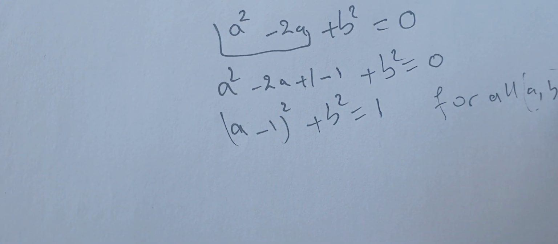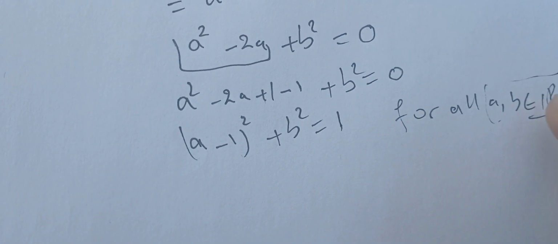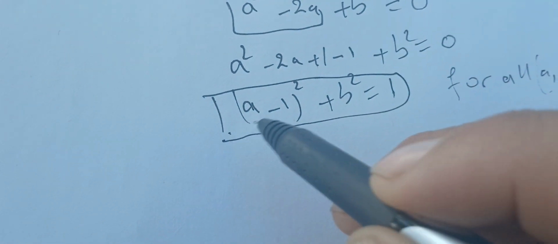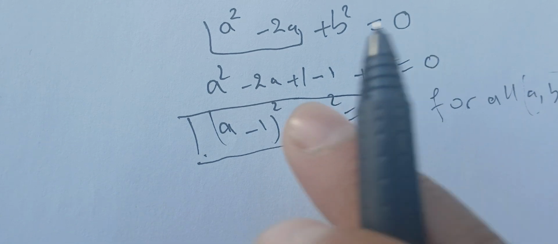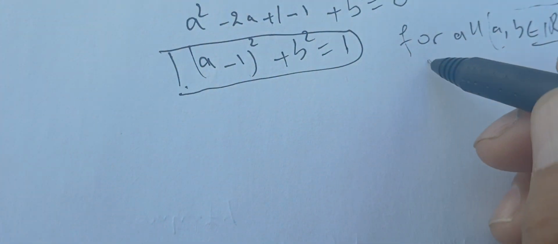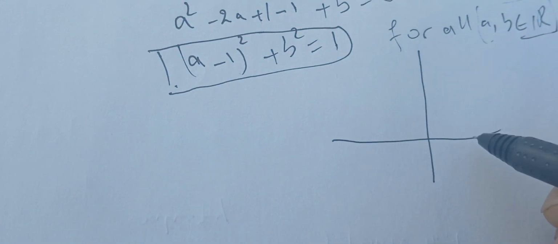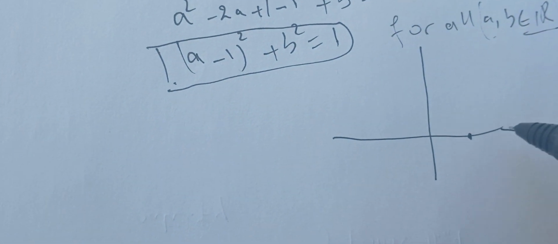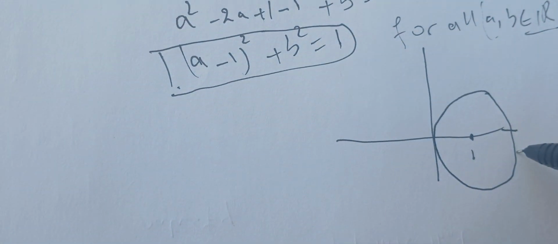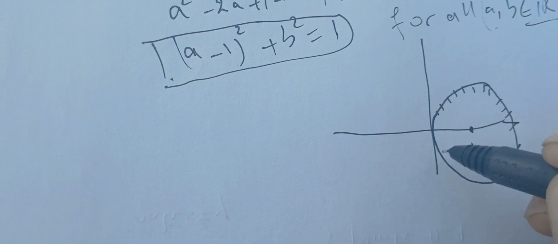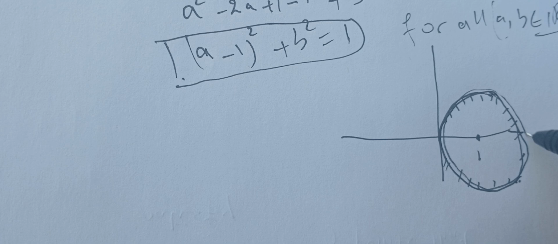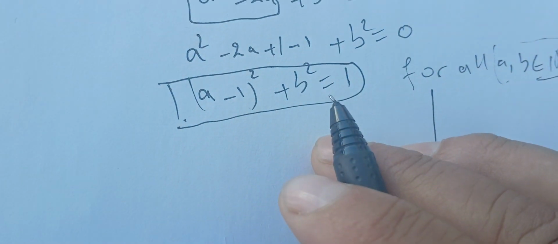So a and b are in R. What's this equation here? Remember, this is the equation of a circle, the circle centered at 1, 0 and having radius 1. Therefore we can plot this set. It's centered at 1, 0 and having radius 1. So this is 1, and this is my set. It's these points here. This is a circle centered at 1, 0 and having radius 1. So this is my set.